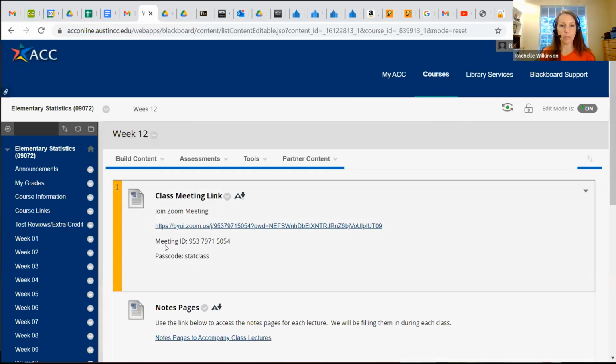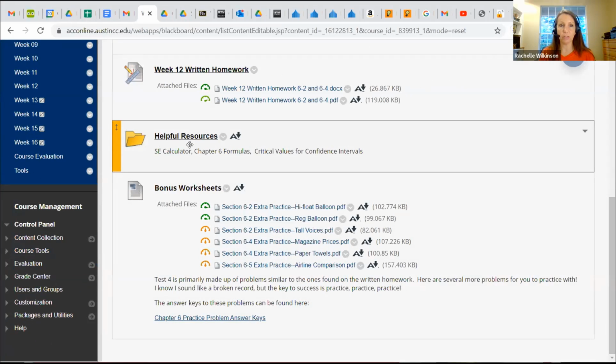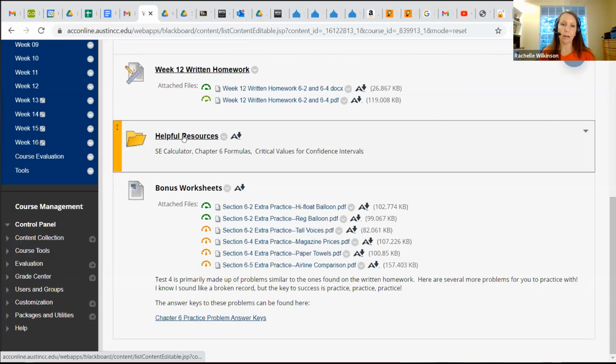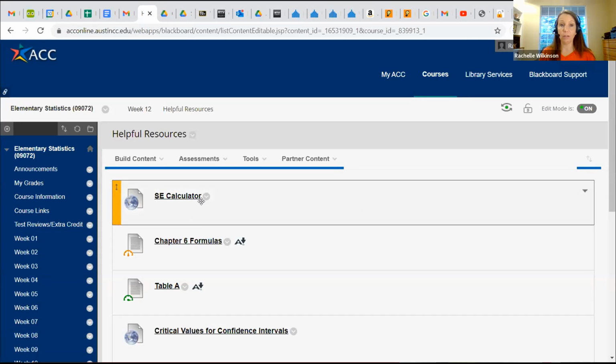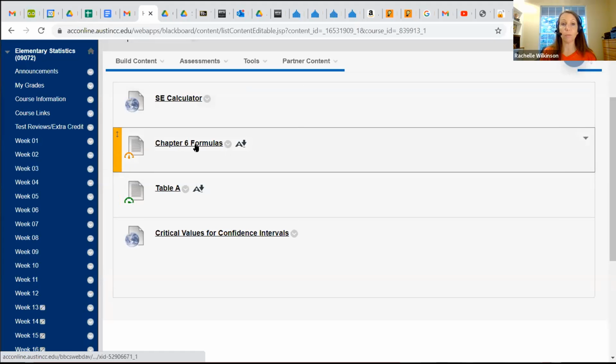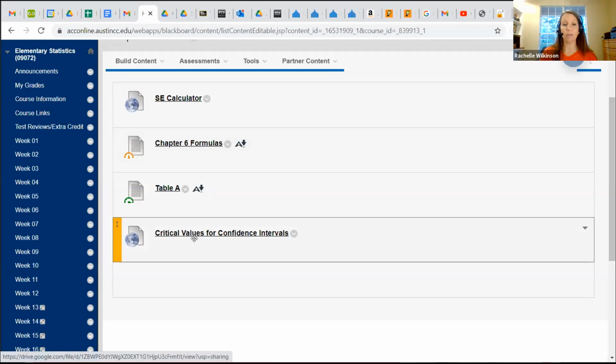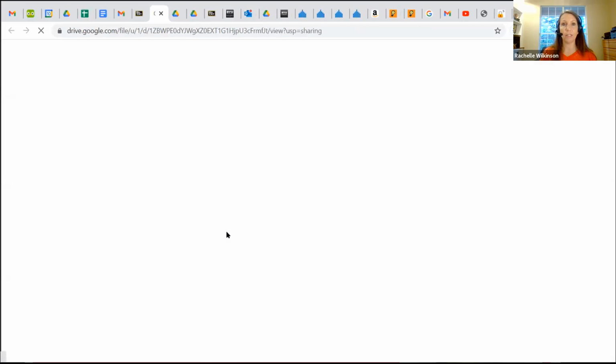And one of those is if you look in the resources, so this was the same folder that was in week 11. Now I put it in week 12 here as well. And inside this folder, there's the standard error calculator, which I'm sure you became best friends with over the weekend. It also has this chapter 6 formula page, which you will be allowed to have a printout of with you on the exam. So that's another thing. You can have 2 printouts on the exam. You can have the chapter 6 formulas, and you can have this down here where it says critical values for confidence intervals.